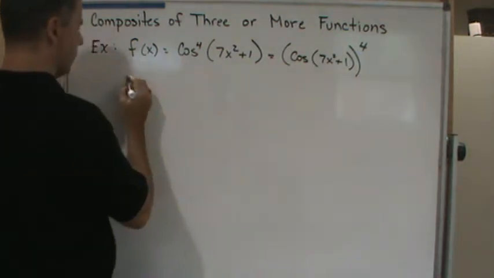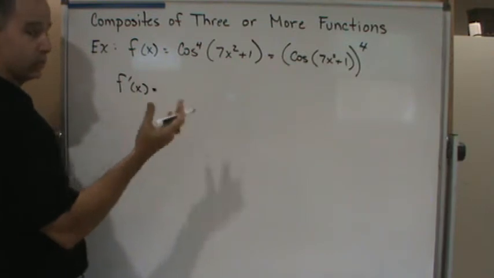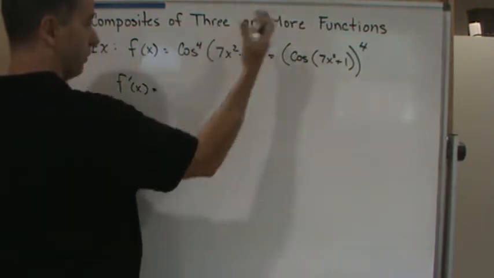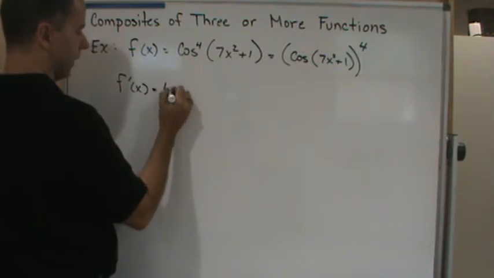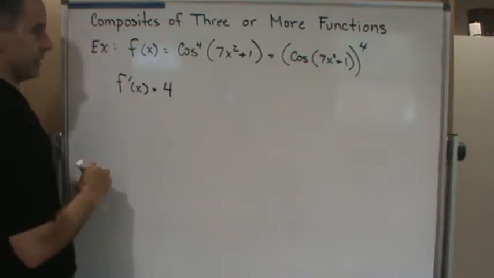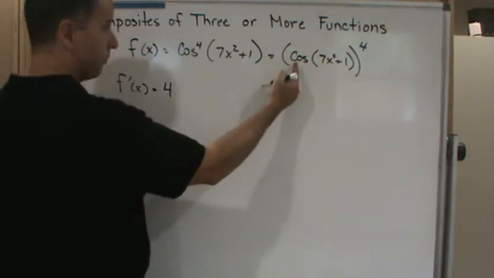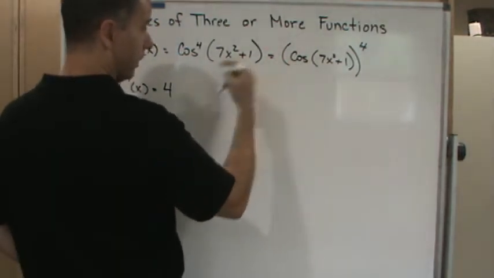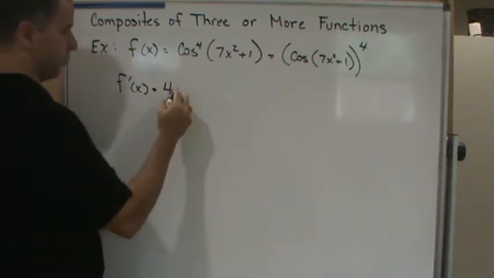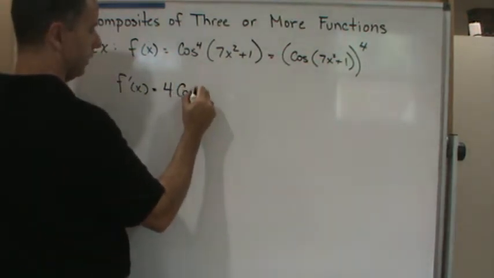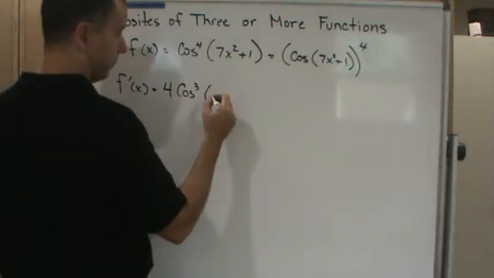So now all I'm going to do to find f prime of x is work my way from the outside to the inside. So the first thing is the power function. So what do you do with power functions? You put the exponent down here as the coefficient. Then you rewrite the power function at a lower exponent. So basically I'm going to write cosine cubed of what? Of what's left over.